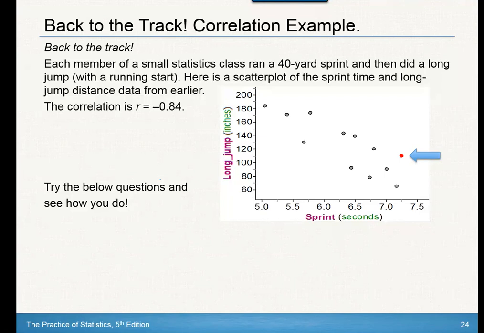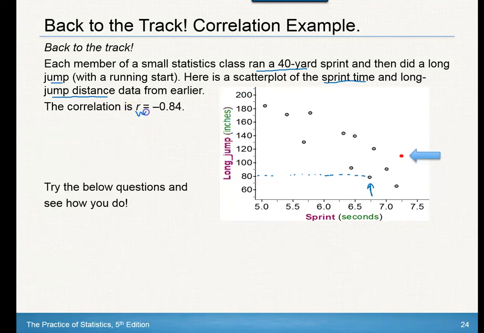Now, let's get back to the track. Let's take a look at an example of correlation. Each member of a small statistics class ran a 40-yard sprint and then did a long jump with a running start. I don't know if any of you are track runners in here. Here's the scatter plot of the sprint time and the long jump distance from data that we had earlier. For example, right here, this was their sprint time, maybe 6.75, and this is their long jump over here in inches. That's what that point represents.